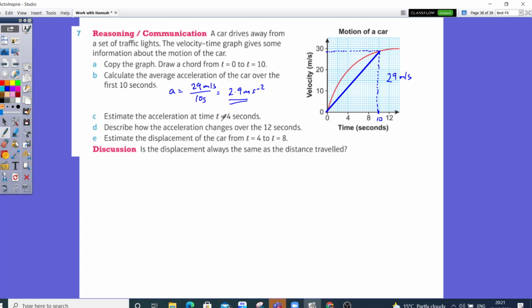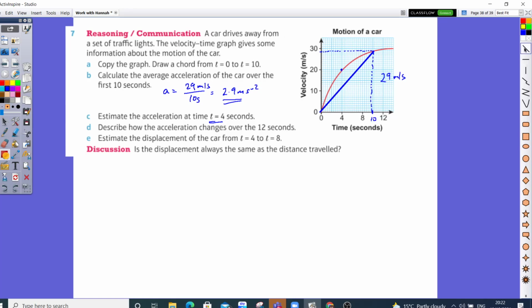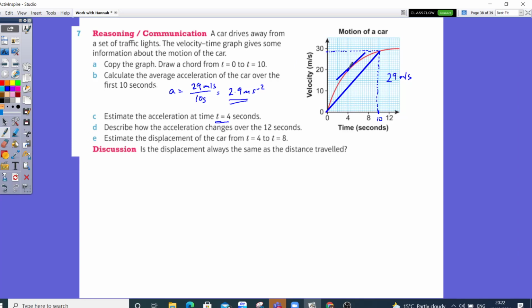Then it goes, estimate the acceleration at t equals 4. So this is known as instantaneous acceleration. Okay, so we're going to draw a tangent at this point. We'll go there. So again, I'm going to go from here, and I'm trying to do it so that I can make it a nice number out there. Okay, now that gives me a tangent from there.